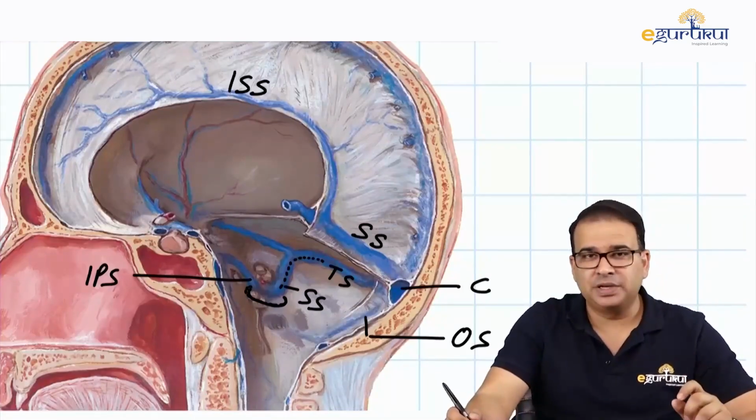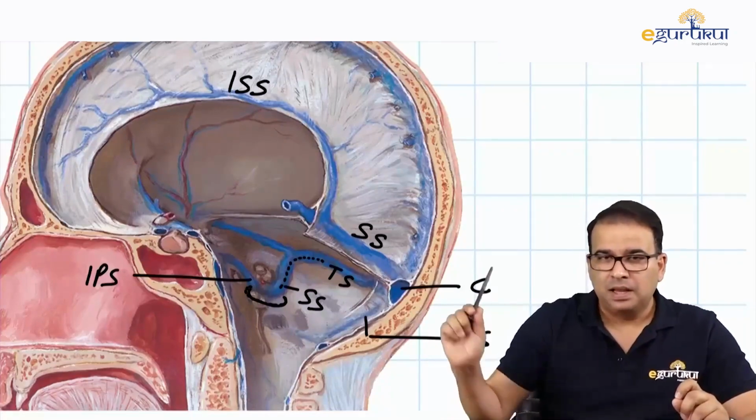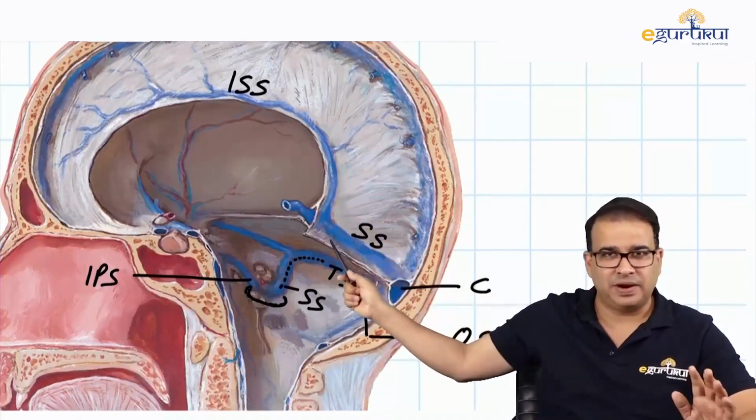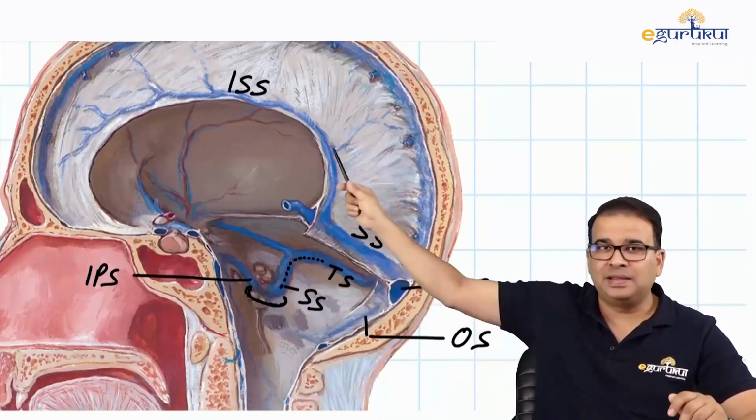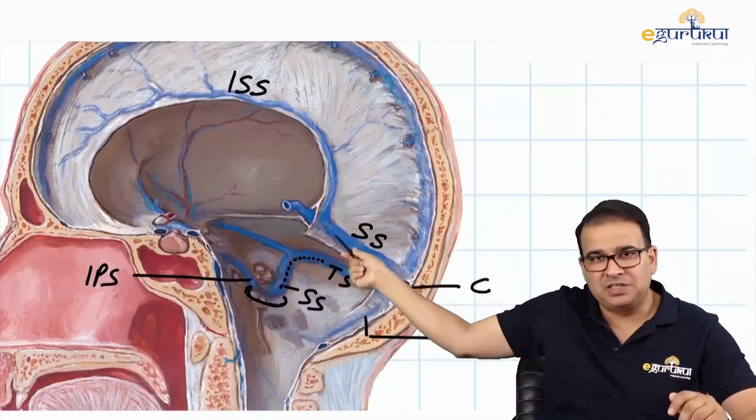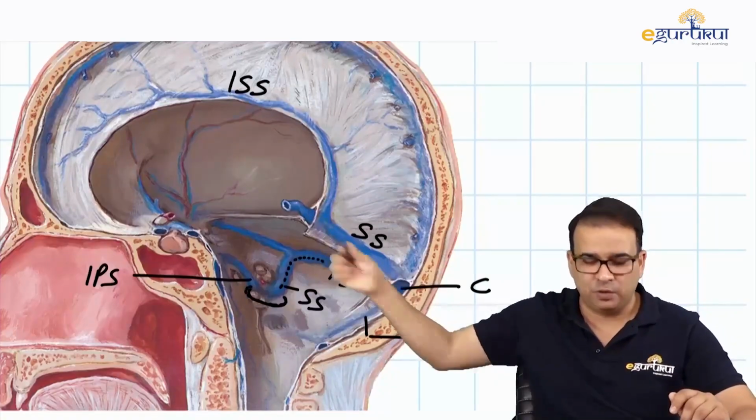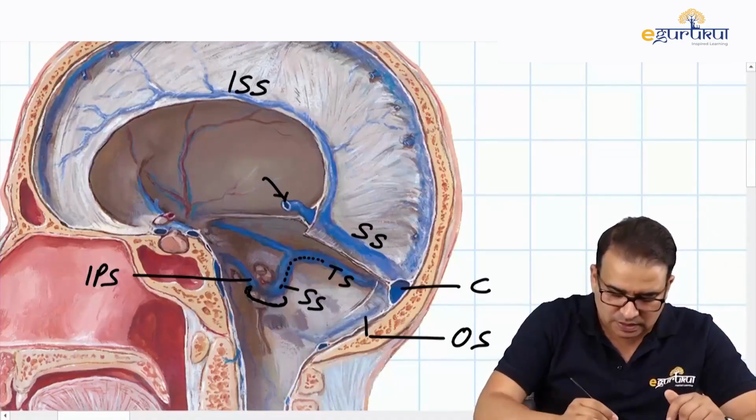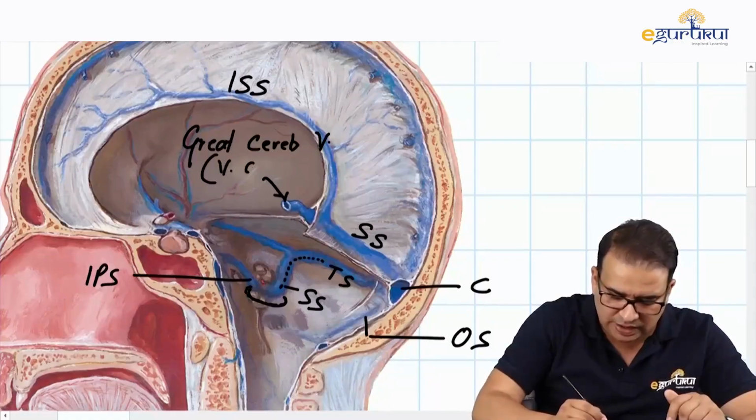And the second major question here is about the straight sinus. If you look at it, it is receiving the inferior sagittal sinus. Fine, but that is not forming it. Straight sinus is not formed by the inferior sagittal sinus. It is simply a tributary which is draining into it. The major contribution to the straight sinus comes from a vein. Can you see a vein over there? Guys, look at this vein here. This vein is called the great cerebral vein, also called the vein of Galen.